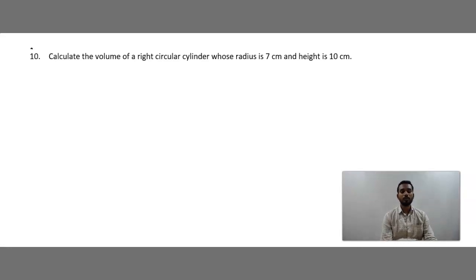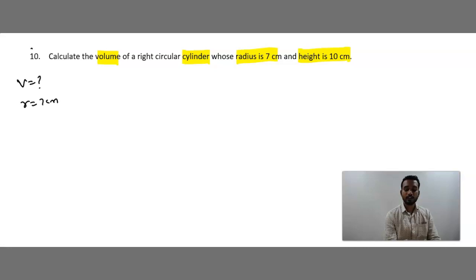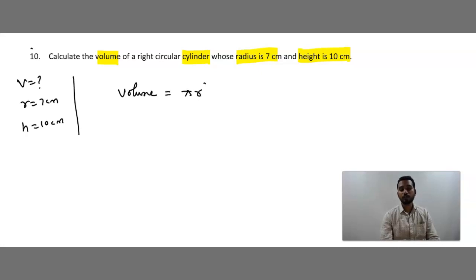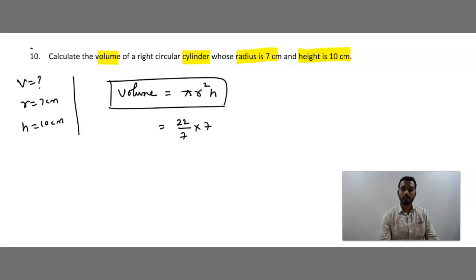Yes, children. The next problem here: calculate the volume of a right circular cylinder whose radius is 7 cm and height is 10 cm. We should find the volume of the cylinder. So let me write the data. What is the formula to find the volume of a cylinder? That is pi r square h. Pi is 22 by 7. Radius is 7 but r square, so 7 into 7 into h is 10.